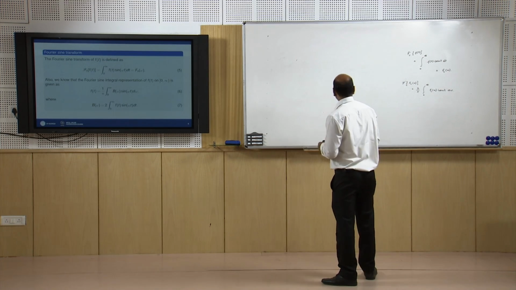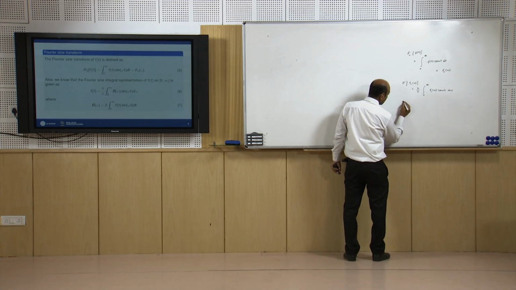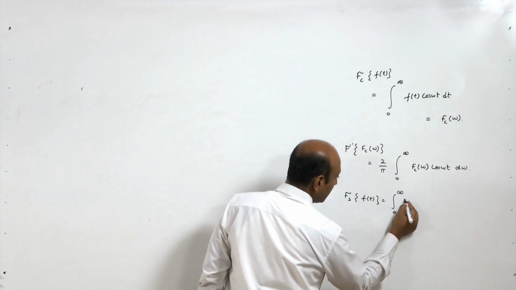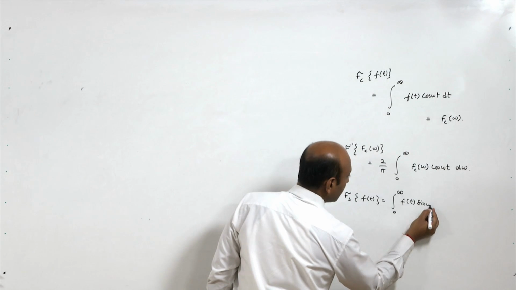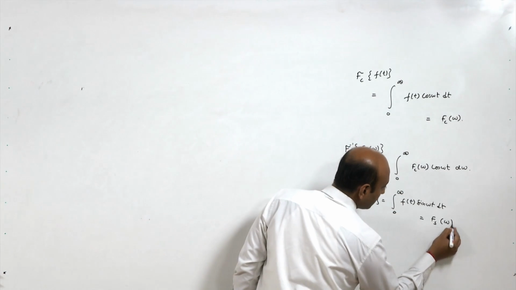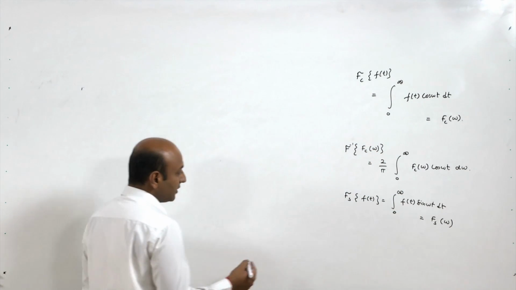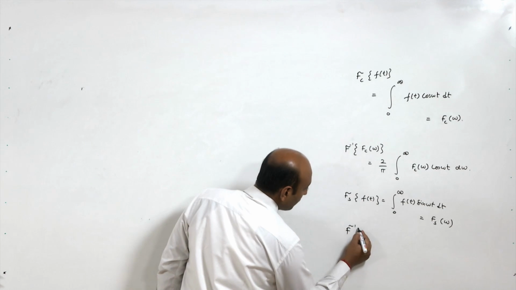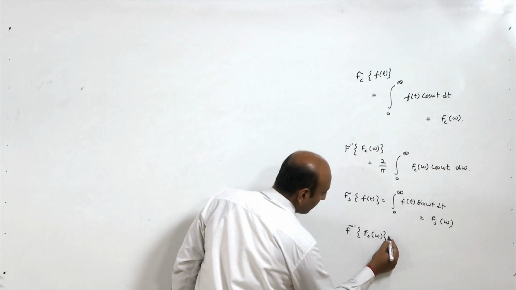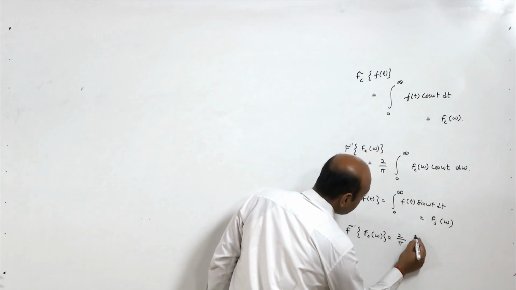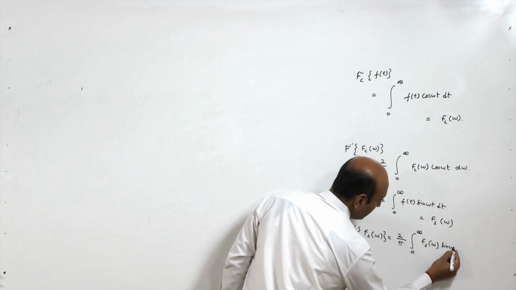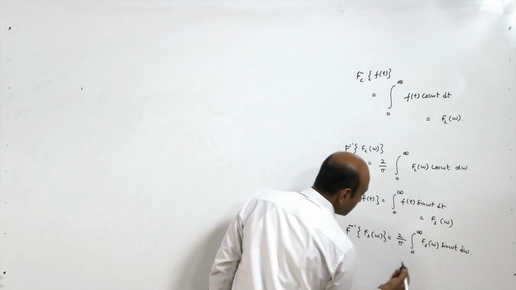So, what is the Fourier sine integral representation of function f(t)? It is the integral from 0 to infinity of f(t) sin omega t dt, which is given as the Fourier sine transform denoted by this expression, and the inverse of the Fourier sine transform of f(t) will be nothing but 2 upon pi times the integral from 0 to infinity of F_s(omega) sin omega t d omega, which is nothing but f(t).